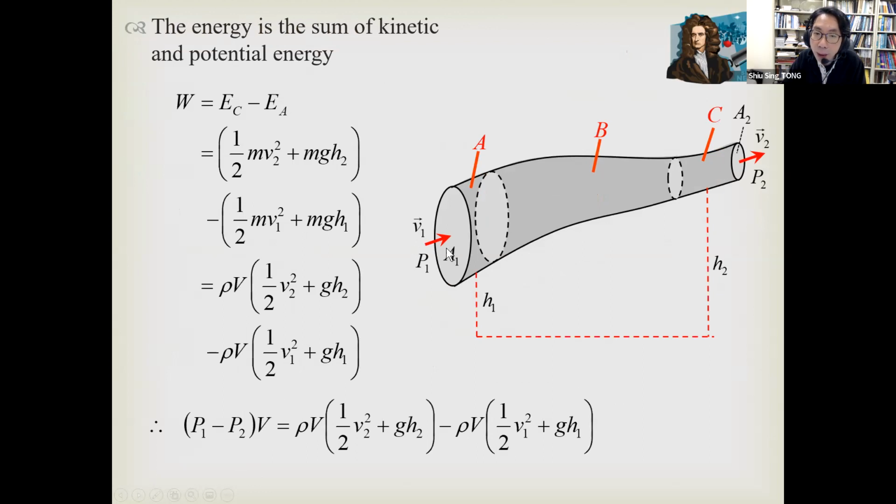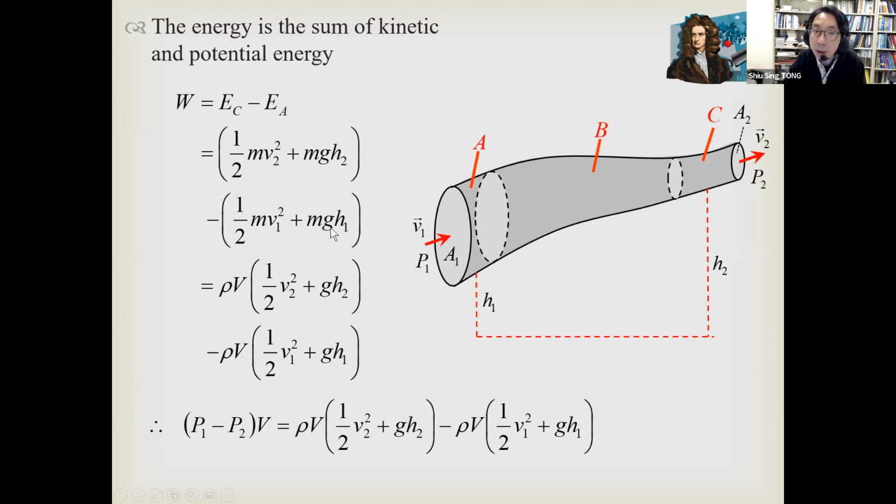Because the flow velocity is v1 in region A, the kinetic energy associated with the flow will be half m v1 squared, where m is the mass of liquid flowing into the volume. On the other side, the flow velocity is v2, so the kinetic energy associated with that will be half m v2 squared, where m is the same, because the same amount of liquid flows in and flows out.